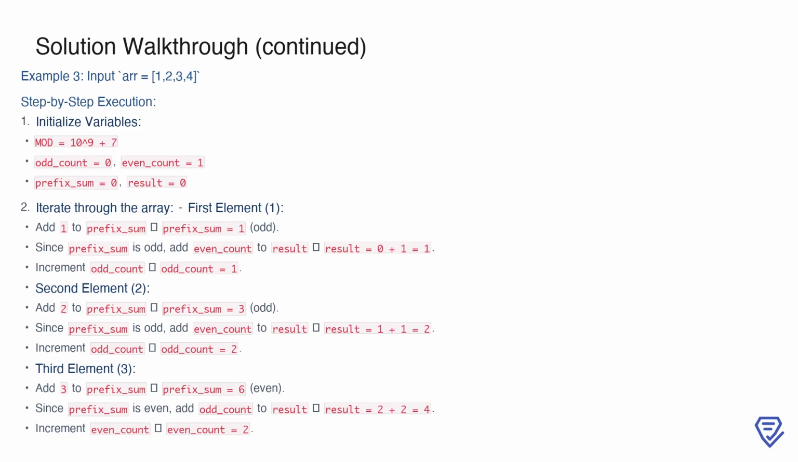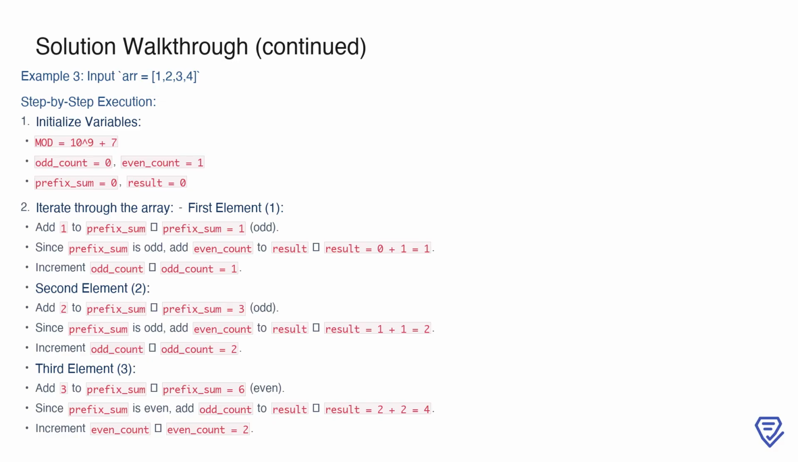As we iterate through the array, the first element, 1, is added to prefix_sum, making it 1, which is odd. For an odd prefix sum, we add even_count, which is 1, to the result, giving us 1. We then increment odd_count to 1. For the second element, 2, adding it to prefix_sum results in 3, which is odd. Again, we add even_count, still 1, to the result, bringing it to 2. We increment odd_count to 2.